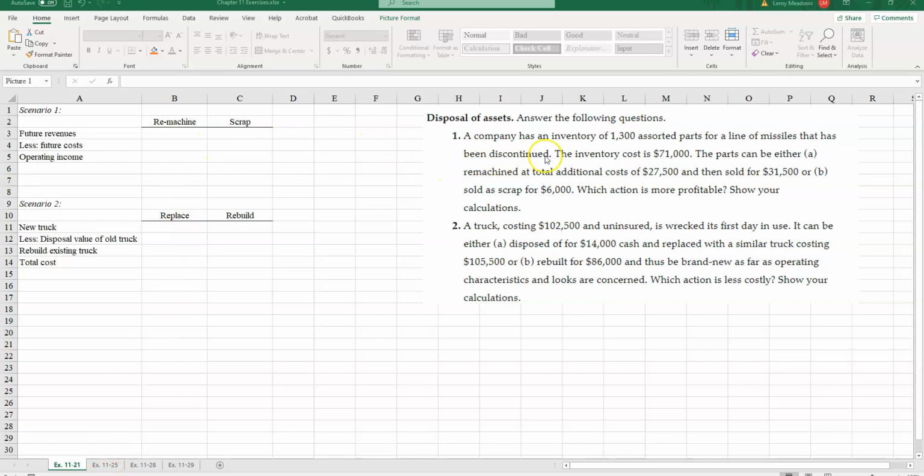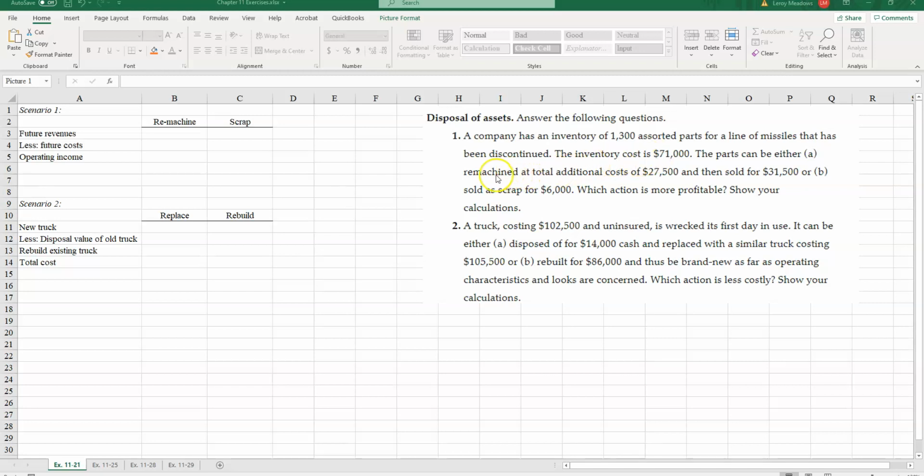Okay, so let's take a look here and define what we're going to do. With this inventory that's been discontinued, we can remachine them and then sell them for a profit, or we can sell them as scrap for $6,000. So which actually is more profitable? Well, let's take a look at the situation. We know that historical costs that have already been incurred are called sunk costs, and so these are irrelevant to the decision-making process. So the inventory that costs $71,000, we don't care about that. That's irrelevant to the situation.